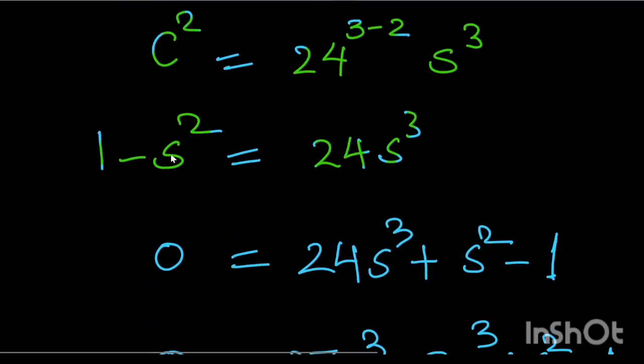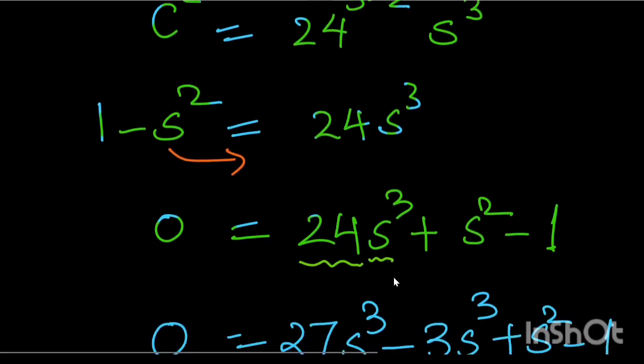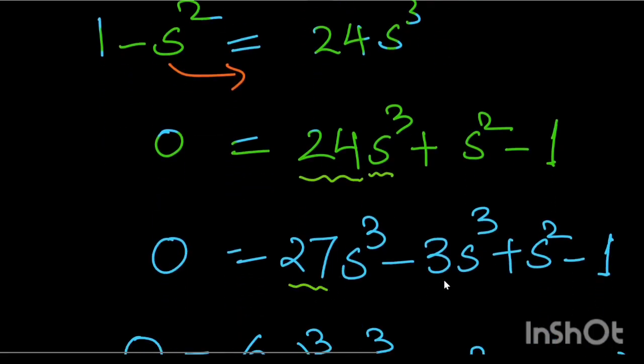Now we will take these two terms on the right hand side, and since this is a cubic equation, we will try to factorize in such a way that we get one factor. We know that 24 is near to 27, which is the cube of 3, and here also sine cube is given. So I will write 24 as 27 minus 3, giving 27 minus 3 sine cube plus sine square minus 1 as it is.